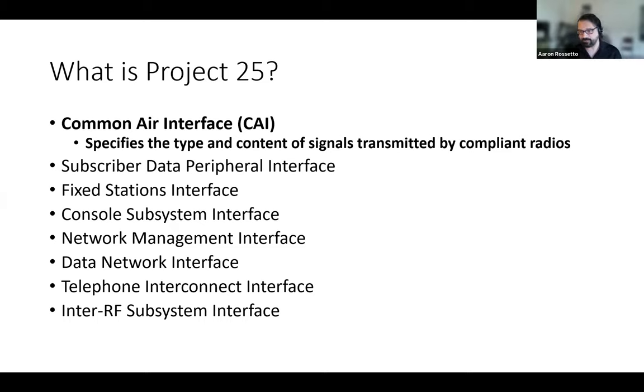Okay. Christoph asks, apparently Tetra radios also support a radio-to-radio mode. Do P25 radios also have this? Yes, they do. There are specific unit-to-unit messages that are supported on both trunked and conventional systems.